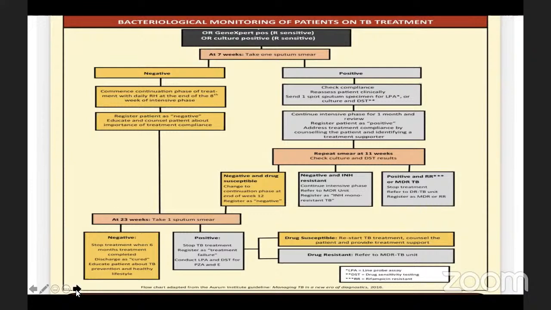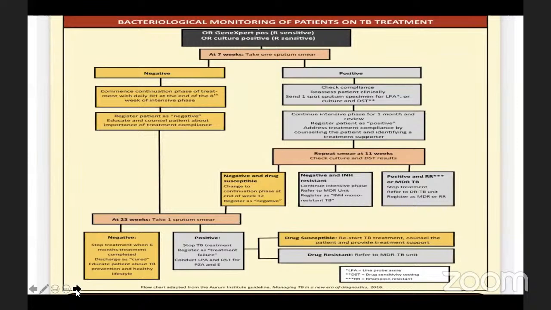Also, the same patient who tested negative at 7 weeks, now they are coming in at 23 weeks, you take the smear and they test positive. There, you need to stop the TB treatment. You need to register as treatment failure, and you need to conduct your LPA, which is your line probe assay test, and also your drug sensitivity testing as well. So that's the negative patient who was at 7 weeks.